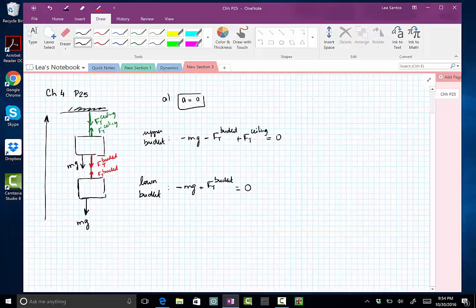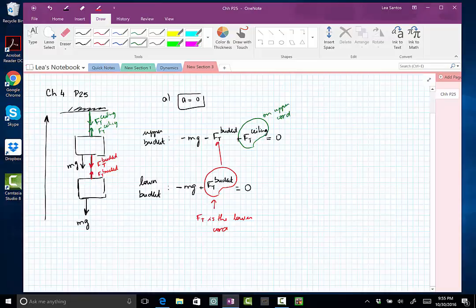So from the equation here at the bottom, I can get the tension force of the bucket. And so from here I can get the tension force in the lower cord. Once I get this, I put it up, and now I can get the tension force on the upper cord. Okay, so we are done.